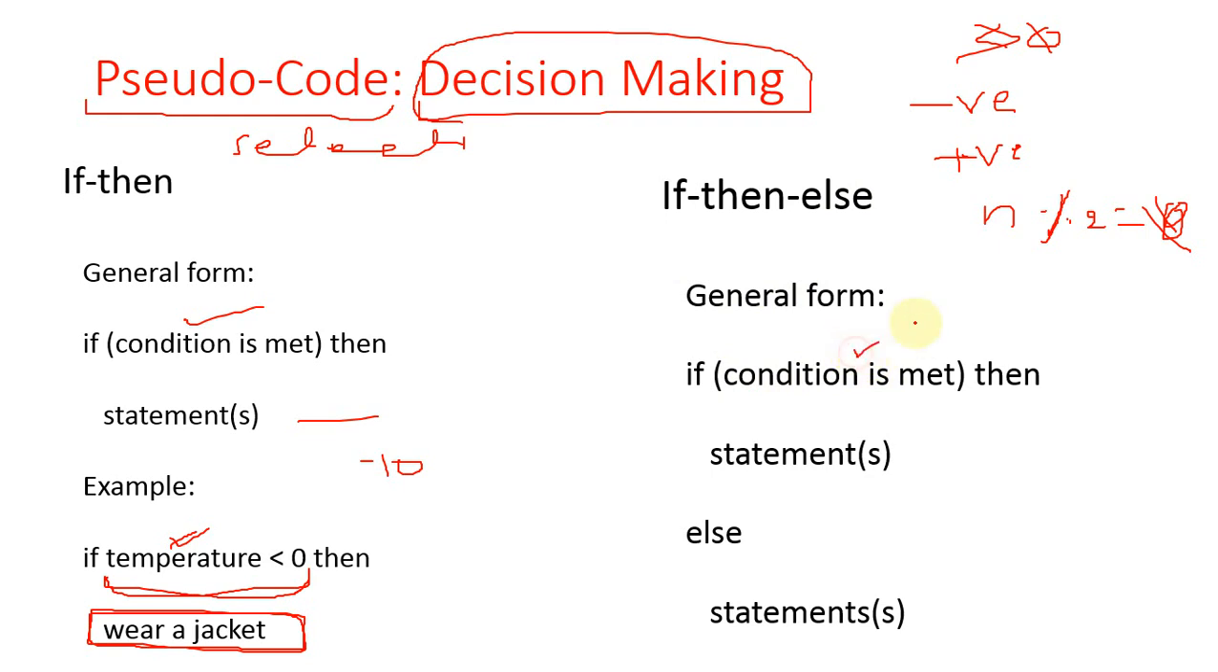Here if the condition is true, then it will be executed. If the condition is false, this statement or block is, say this is the A block, and this is the B block.